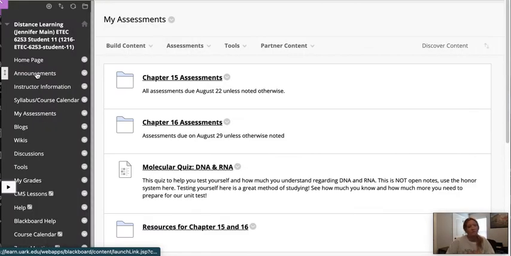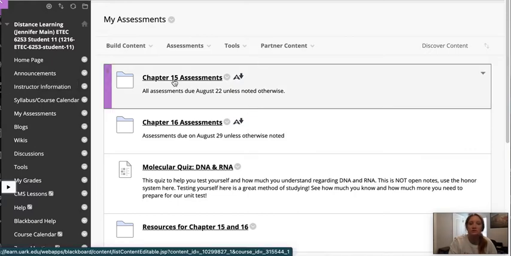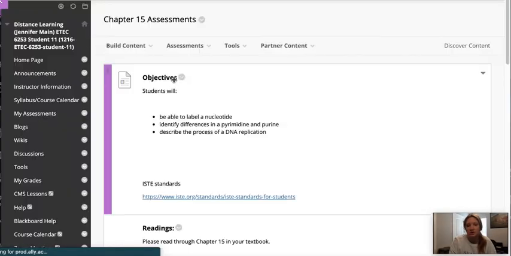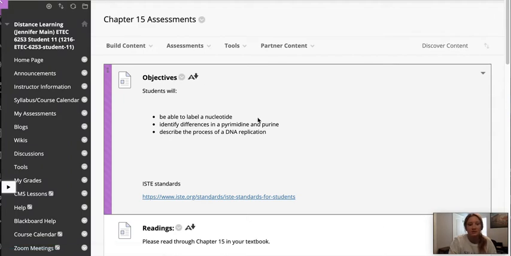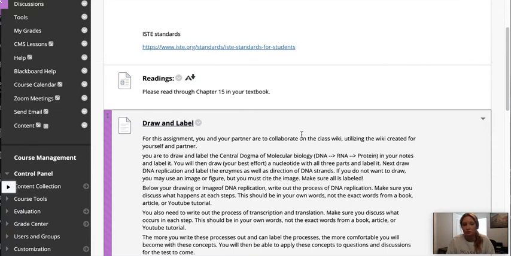So within biology, this would be a unit. So DNA would be your chapter 15 unit and 16 would be your RNA unit. So I broke their assessments into these two units or chapters. And so I have objectives for this chapter specifically for them to read the chapter.